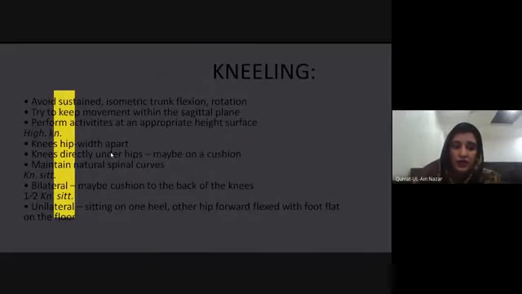Kneeling. She must avoid sustained isometric flexion and rotation, and try to keep movements within the sagittal plane, performing activities at an appropriate height surface. During high kneeling, her knees should be hip width apart, knees directly under the hips, maybe on a cushion, maintaining natural spinal curves. During knee sitting, she must adopt bilateral sitting. She must use cushions at the back of the knees, at least one half of the knee sitting too.